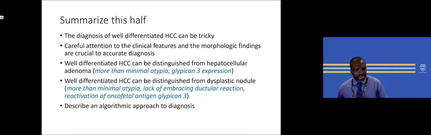So anything more than minimal is if you see it in more than one microscopic field. If you see glycogen tree expression, I think you're on the side of HCC. If you see more than minimal atypia, you lack that embracing or encircling reaction, and you have reactivation of that oncofetal antigen glycogen tree, you're in the category of well-differentiated HCC. And I feel like by this time we've gone through the algorithm of how to make that diagnosis, and it's included in your slides.